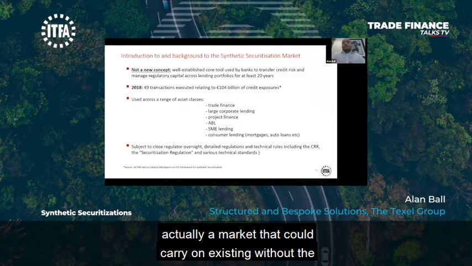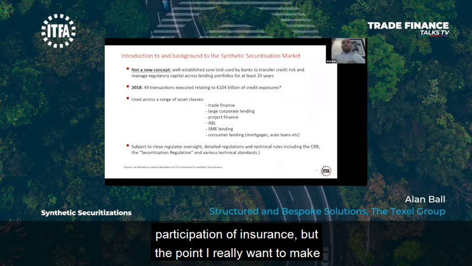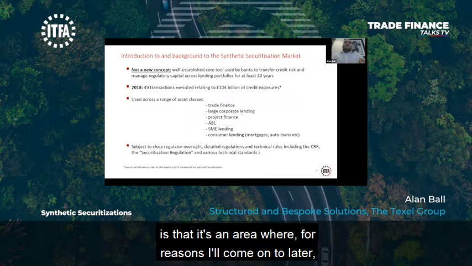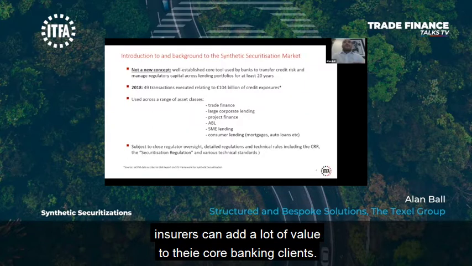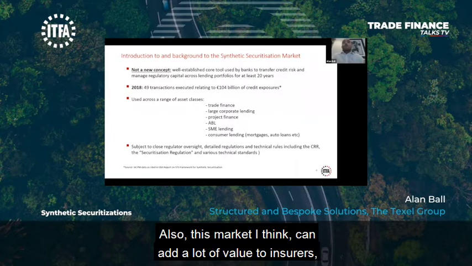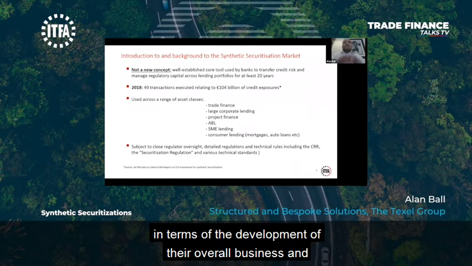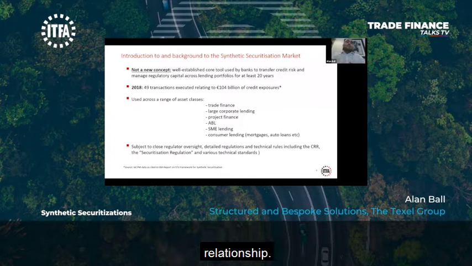And it's actually a market that could carry on existing without the participation of insurers. But the point I really want to make is that it's an area where, for reasons I'll come on to later, insurers can add a lot of value to their core banking clients. But also this market, I think, can add a lot of value to insurers in terms of the development of their overall business and relationship.